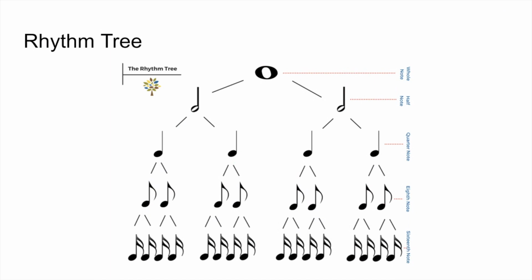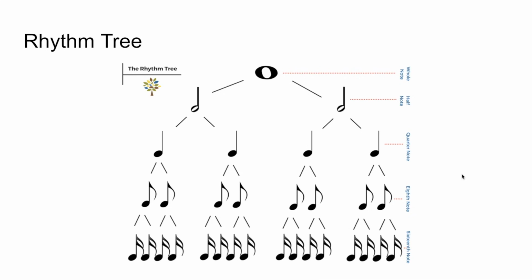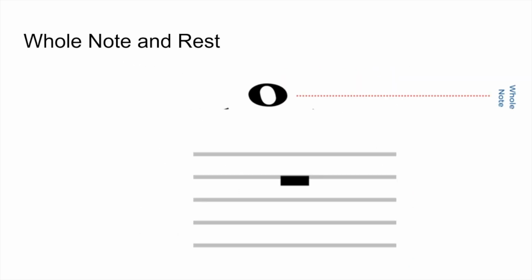Now, the rhythm tree is something that shows us all of the relationships between the different notes. And in these upcoming slides, we're going to talk about how long each note is and how each note is related to each other. Let's get started. The whole note and rest are displayed here. The whole note, I like to call it just a donut. It's got nothing attached to it, and the rest hangs from the line. Some people like to say that it's strong enough because it's worth 4 counts to hang from the line.